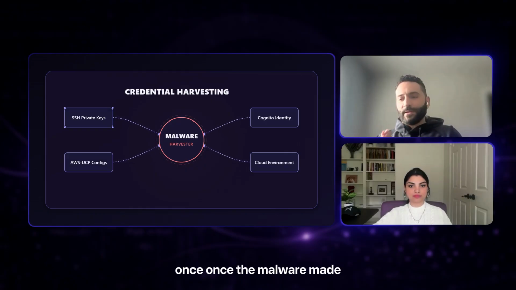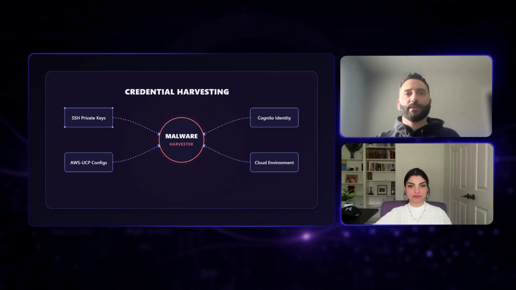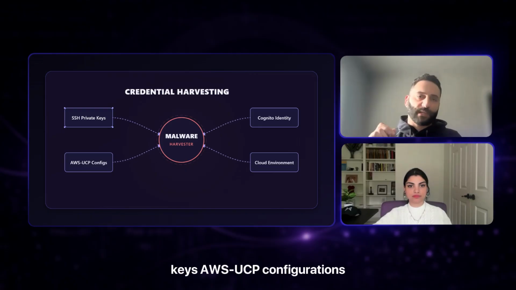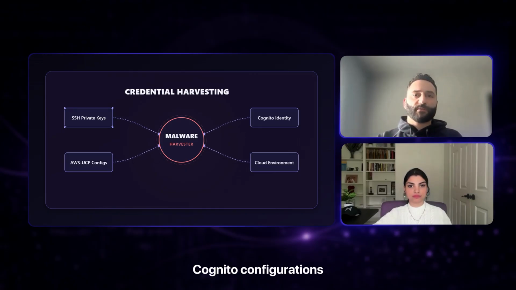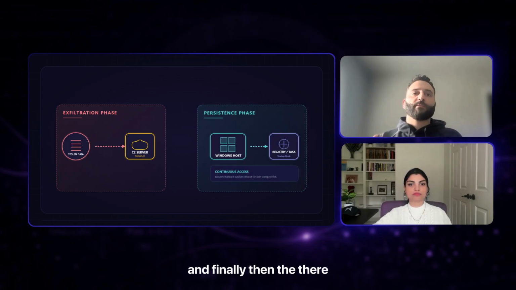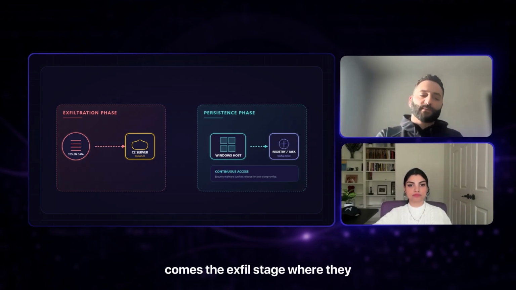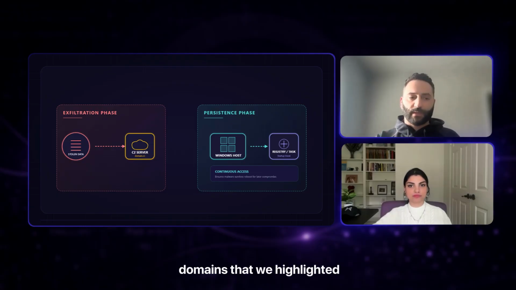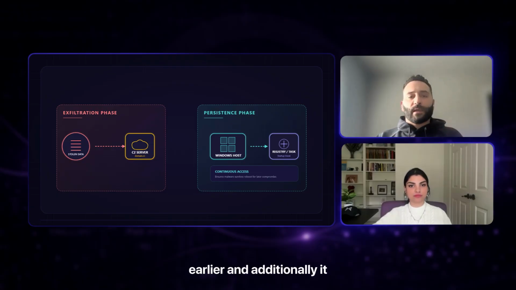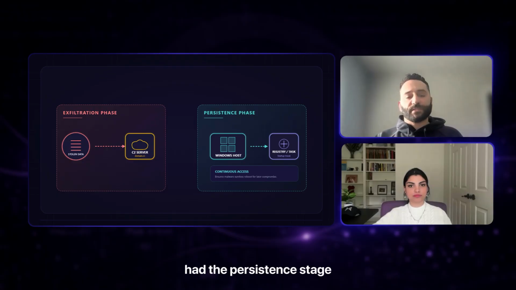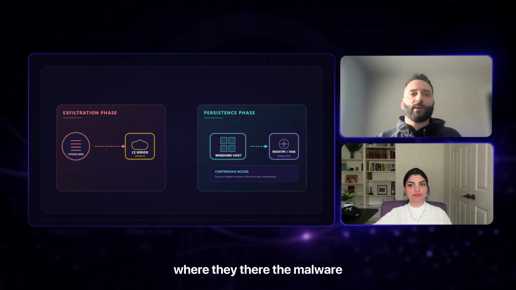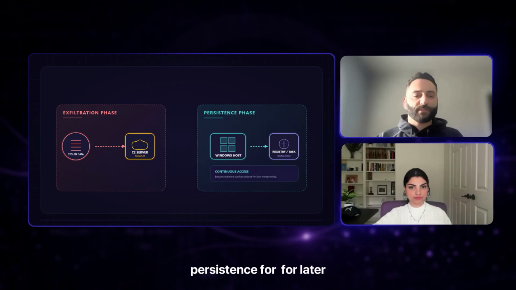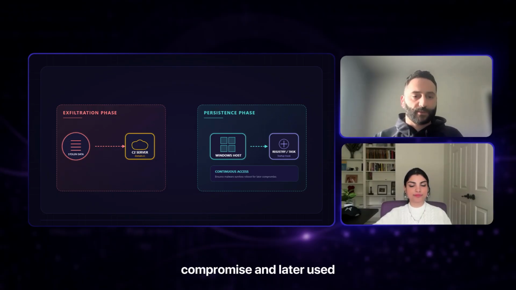Once the malware made its way into your environment, the credential harvesting starts, and it targeted private keys, SSH private keys, AWS and GCP configurations, Kubernetes configurations, and so on. And finally, there comes the exfil stage, where they pushed all this stuff to those C2 domains that we highlighted earlier. Additionally, it had the persistence stage, where the malware itself, especially on Windows, worked on creating persistence for later compromise and later use.